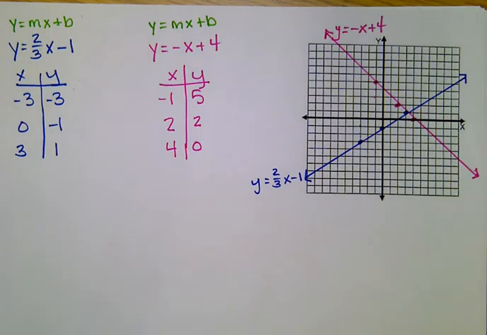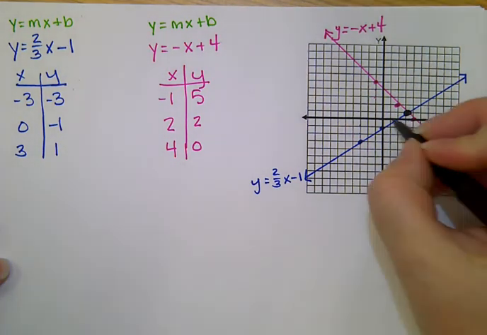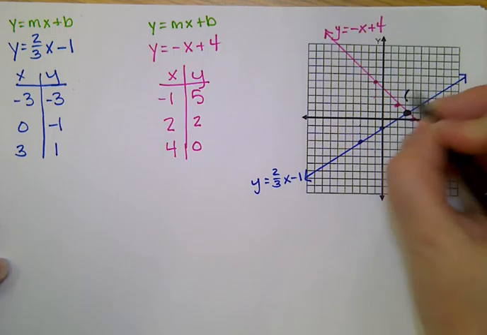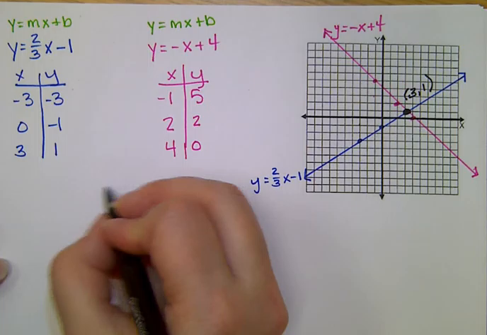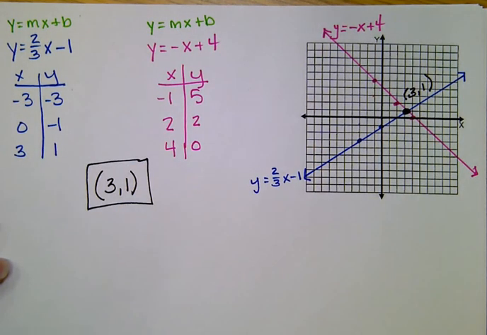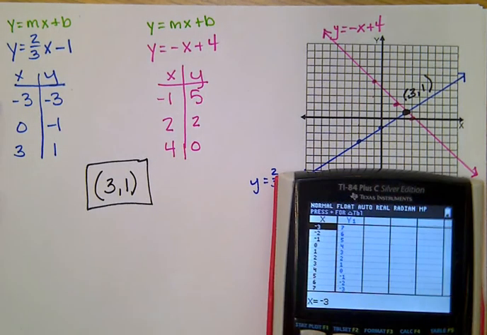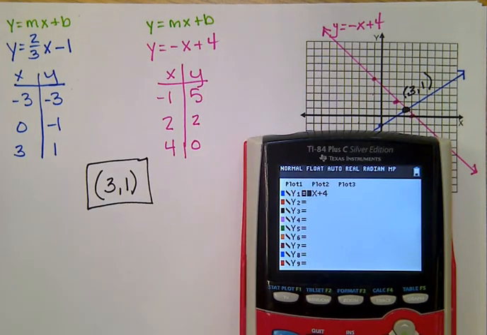We are looking for the solution to this system of equations, and we find it where the lines intersect. And it looks like they intersect right about here, which is 3, 1. So the solution to this system of equations is 3, 1. Now, let's check that in our calculator. Go back to your y equals screen. We already have one of those in the y equals, so let's go down to y2, and we'll type the other one back in.